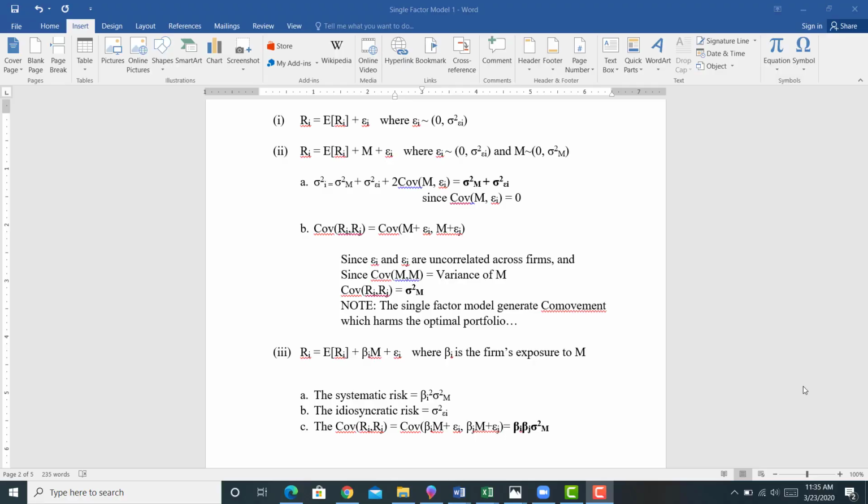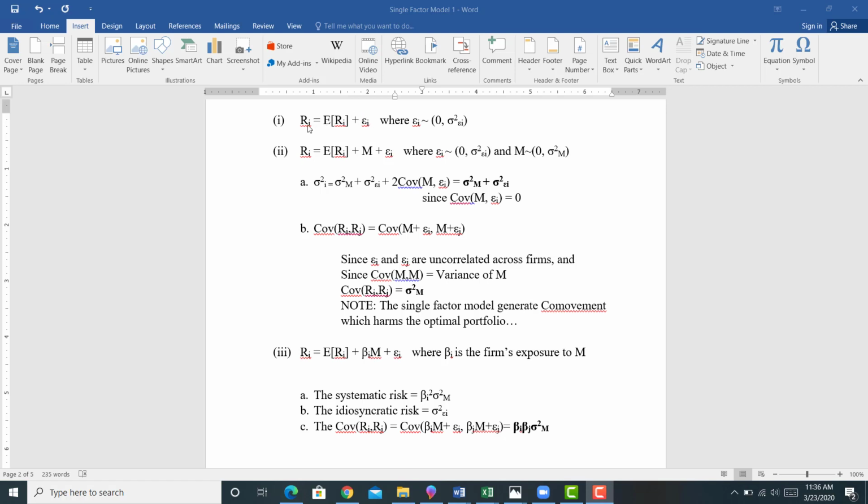Okay, what we're going to do now is derive the single factor risk model. We're going to do this fairly quickly. There's a couple of important things that we need to understand before we move on about this derivation of the single risk factor. First, let's assume that we have the returns for some asset I, and that those returns are going to be equal to our expected returns for that asset plus some error term.